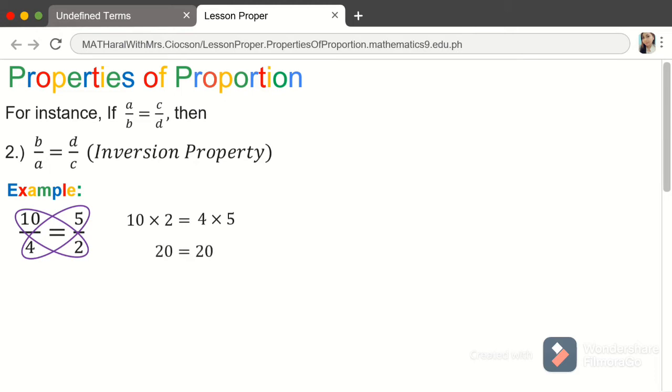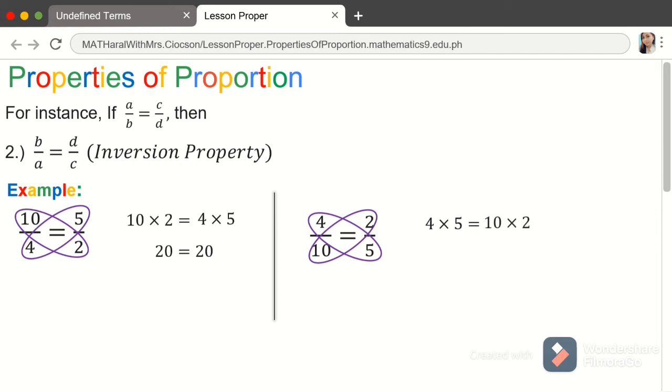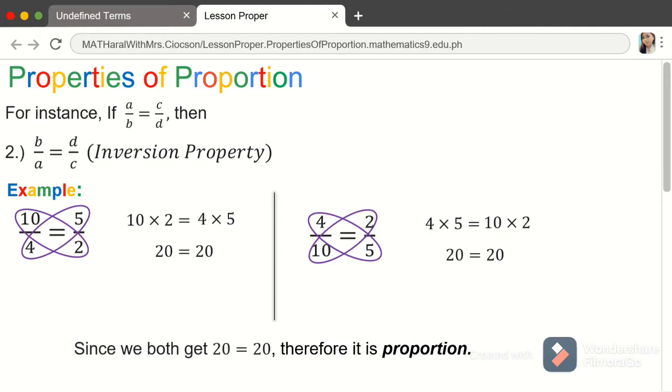If we invert it, we get 10 over 4, so it will become 4 over 10, and then 5 over 2, it will become 2 over 5. So we have 4 over 10 is equal to 2 over 5. By getting the cross product, 4 times 5, and then 10 times 2, 4 times 5 is equal to 20, and 10 times 2 is also equal to 20. Since we both get 20 is equal to 20, therefore it is a proportion.